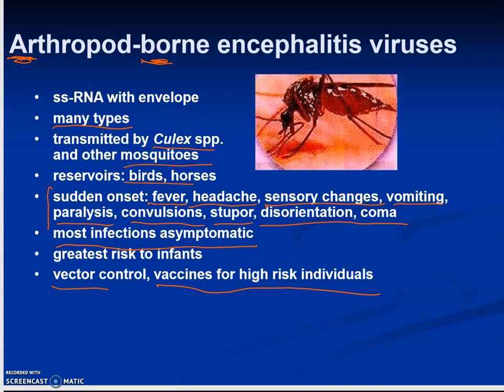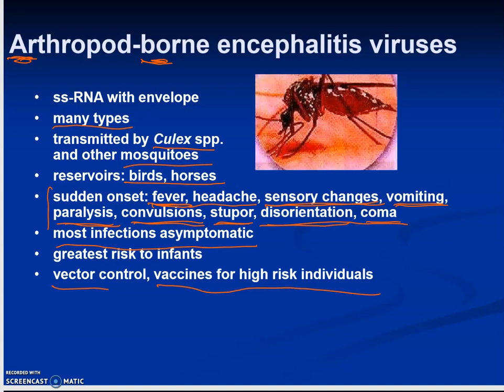Reservoirs include birds and horses, and most people don't actually experience severe disease, but the ones that do experience a sudden onset of high fever, headache, sensory changes, vomiting, paralysis, convulsions, stupor, disorientation, coma. But again, most infections are asymptomatic, but then they can progress into encephalitis, and that would be bad.